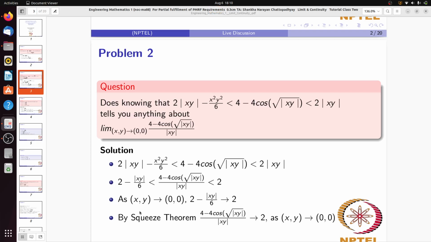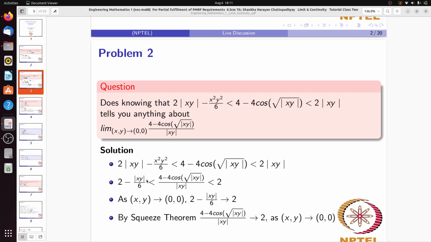It is giving that 2 minus modulus of xy by 6, this is less than, we are just dividing by modulus of xy. If we just divide by modulus of xy, what do we get? We get 2 minus, this mod xy cancels out, and if you divide x square y square by mod xy, you will get simply mod xy. So 2 minus mod xy by 6 minus 4 cos of square root modulus of xy divided by mod xy, this is less than 2.